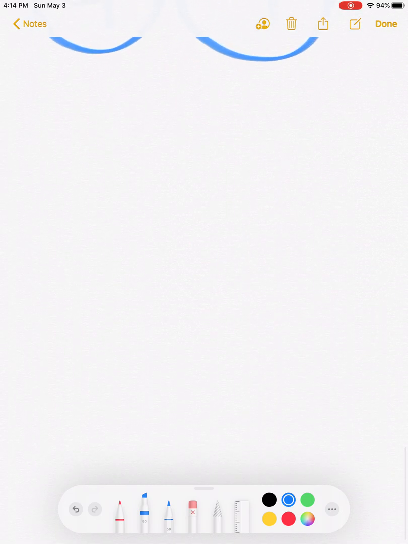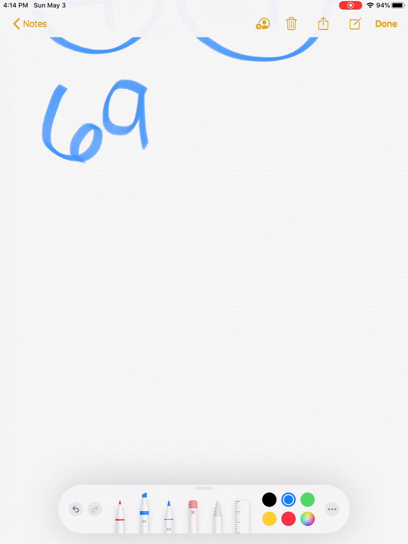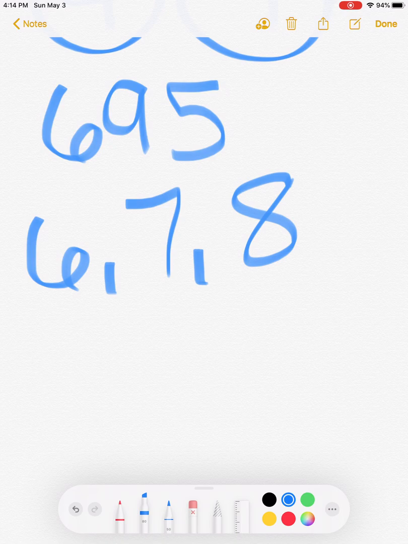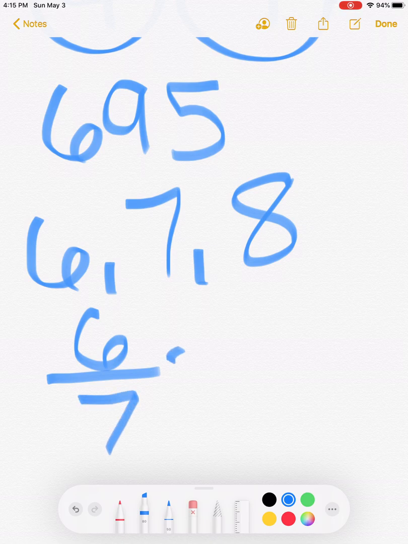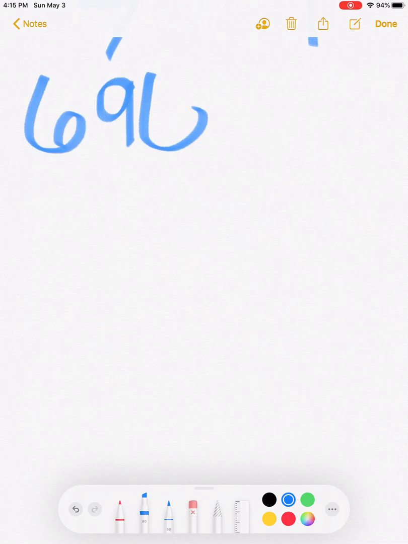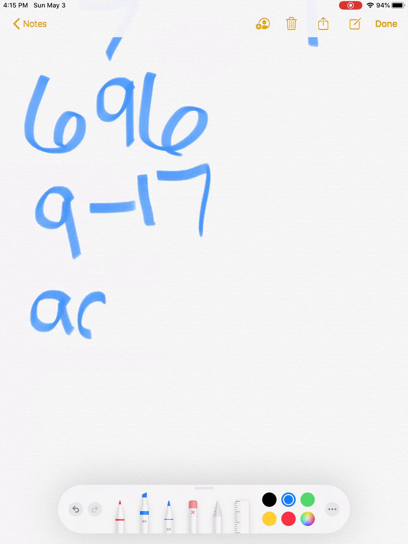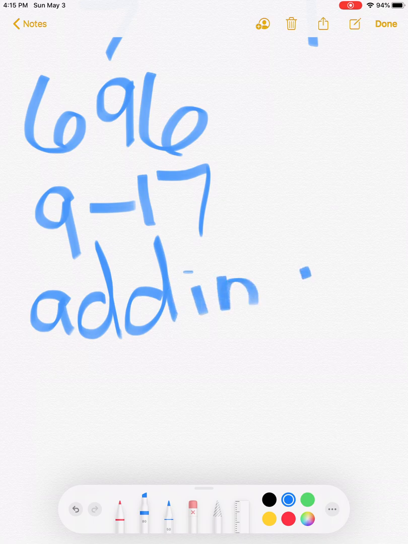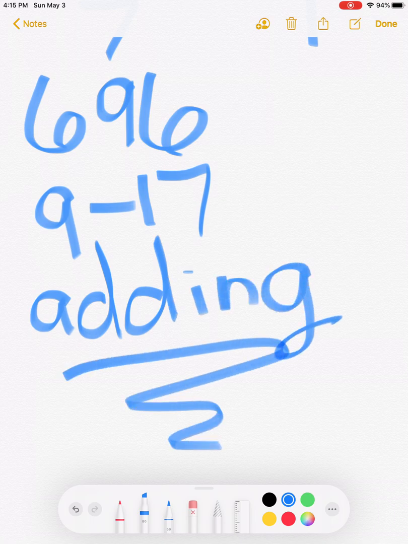Now on page 695, when you do numbers 6, 7, and 8, you are rounding. For example, you're going to the nearest 0, 1/2, or 1. Here's an example. If you have 6/7, it would round to 1. So do that on 6, 7, and 8. On page 696, 9 through 17 is all about adding fractions. Okay? Adding them. That's all you're doing is adding.